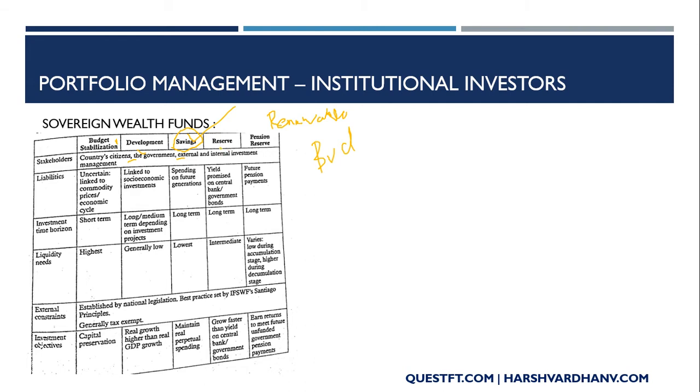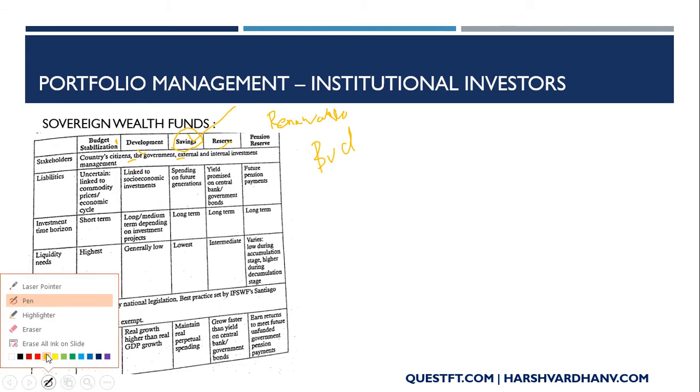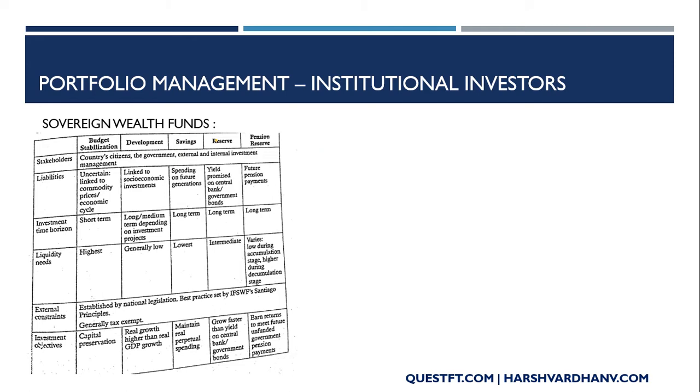Okay, so the reserve portfolio. We have always heard of this term reserve with central banks. So we say Reserve Bank of India, Reserve Bank of US, Reserve Bank of Switzerland, and so forth. So these are the funds which are managed by the central banks. And pension reserve is basically like central banks have the reserve for the country's liability.